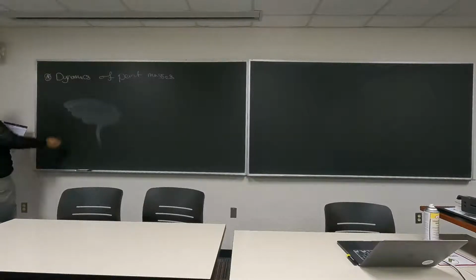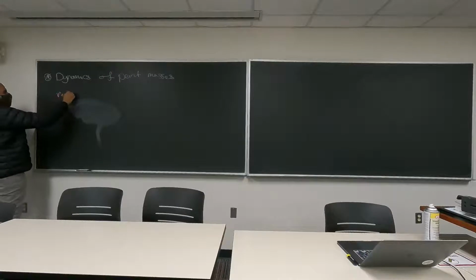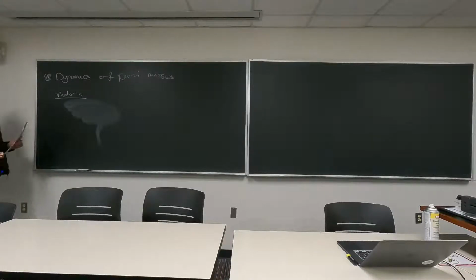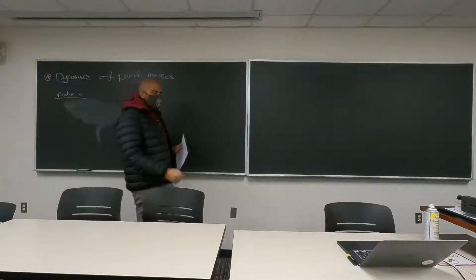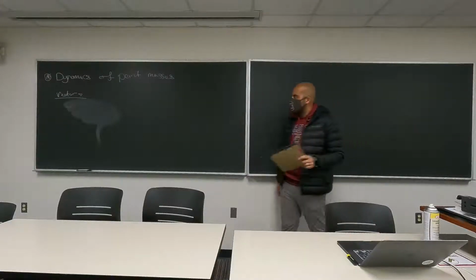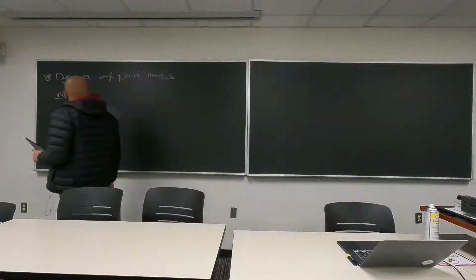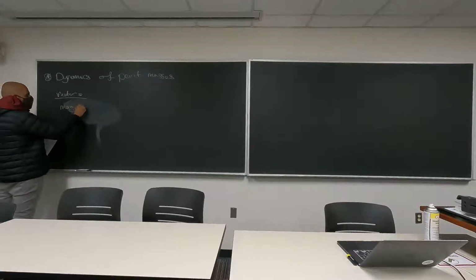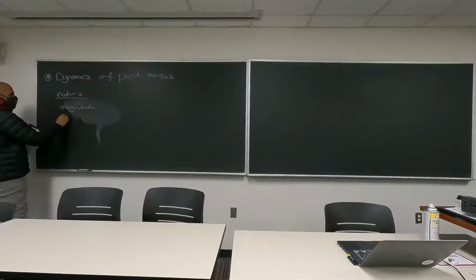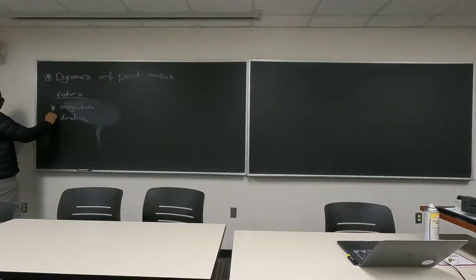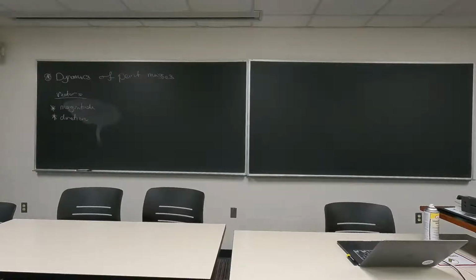The first thing you need to know when dealing with dynamics of point masses is vectors. So what are vectors? Or what do vectors have? Vectors, compared to scalars, have a magnitude and direction. Okay. Hopefully, by this point in your education, you have seen this millions of times. You don't have any problem understanding what vectors are.